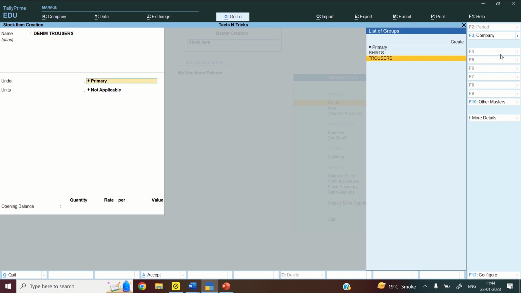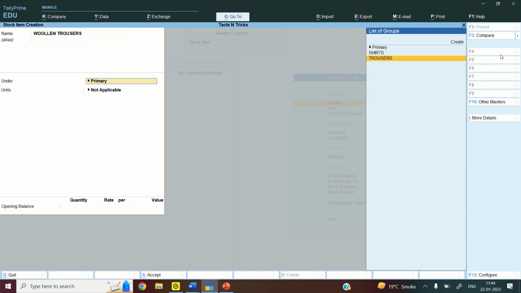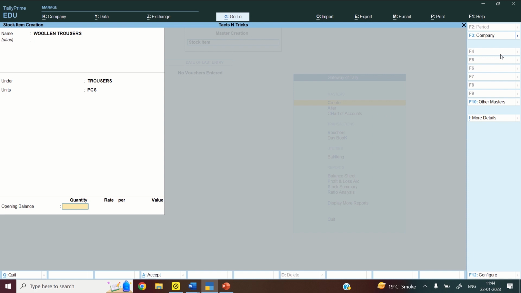It will come under the group trousers, pieces. How many trousers? Denim trousers? 400 pieces of denim trousers and the rate is 1500. Amount will come itself. Next it is dealing with woolen trousers, and the item will go under trousers, and woolen trousers are 100 pieces of 2500 rate, value, enter.